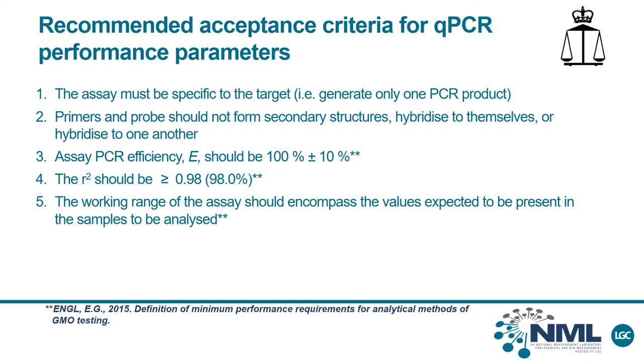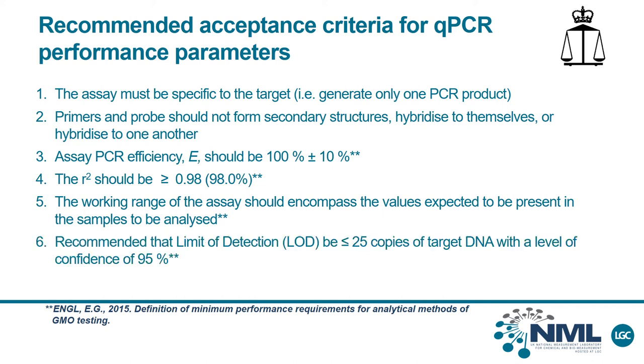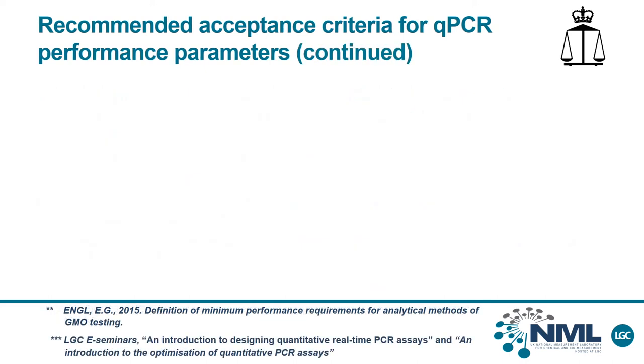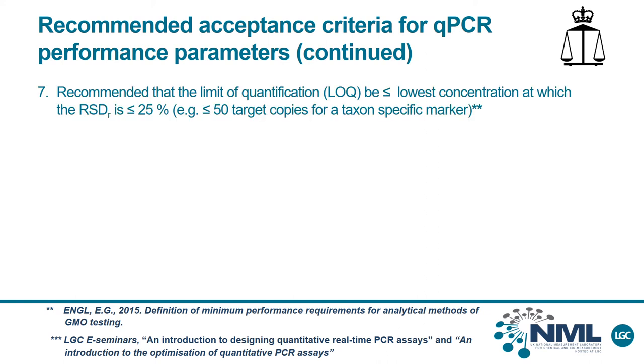The working range of the assay should span the values typically expected to be present in the sample analysed, and the limit of detection should be equal to or less than 25 copies of the target DNA, with an associated level of confidence of 95%. Continuing with the recommended acceptance criteria, the limit of quantification should be equal to or less than the lowest value at which the repeatability relative standard deviation is less than or equal to 25%.